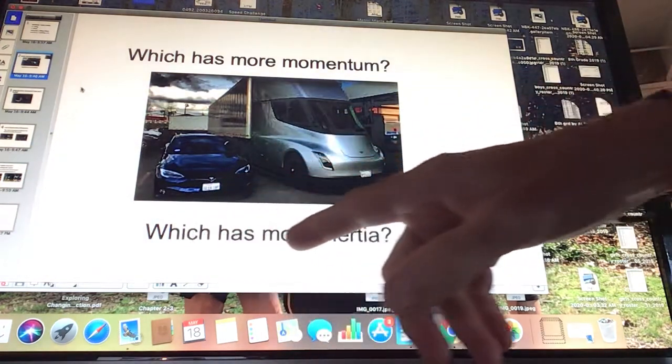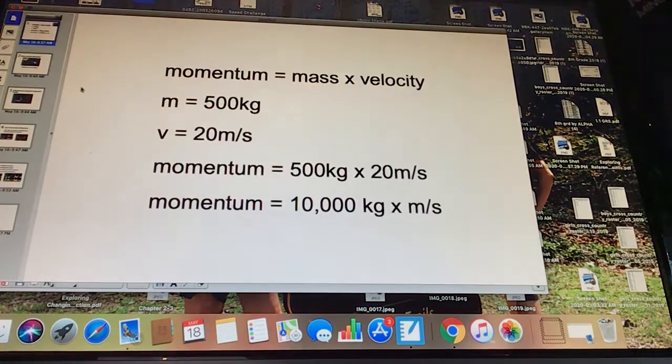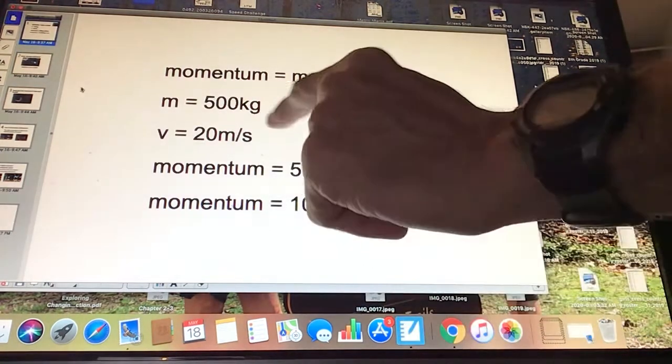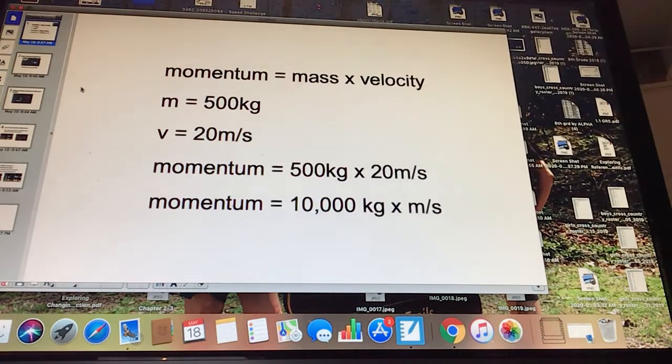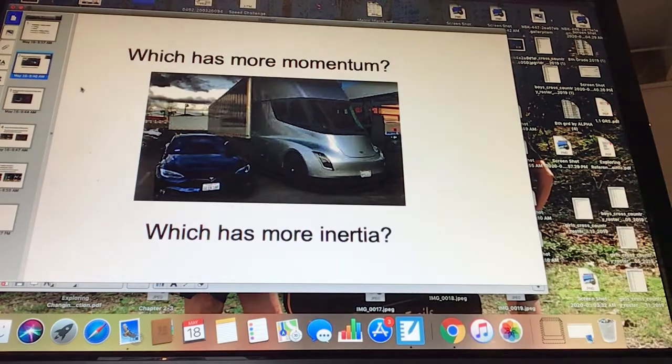Back to Newton's first law, which has more inertia, this truck or the car? Which one has more inertia? Inertia is based on mass only. It doesn't matter if it's moving or not. This truck will always have more inertia. Remember, inertia is a tendency for an object to resist a change in motion.